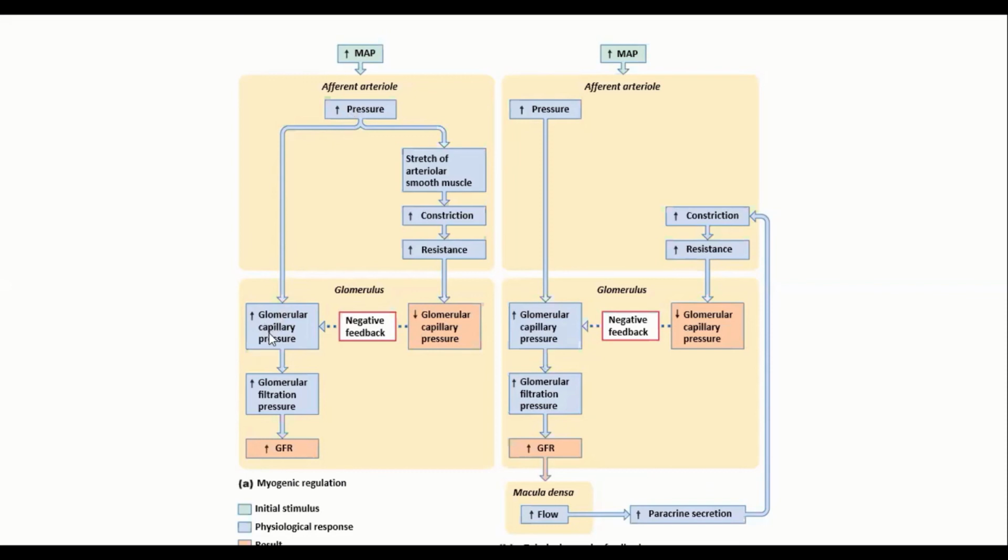glomerulus. So there's higher capillary pressure in the glomerulus, which remember is one of our Starling forces, right? So that's the glomerular capillary hydrostatic pressure. So we'd have higher pressure in the glomerulus. So that would tend to, because that hydrostatic pressure favors filtration.